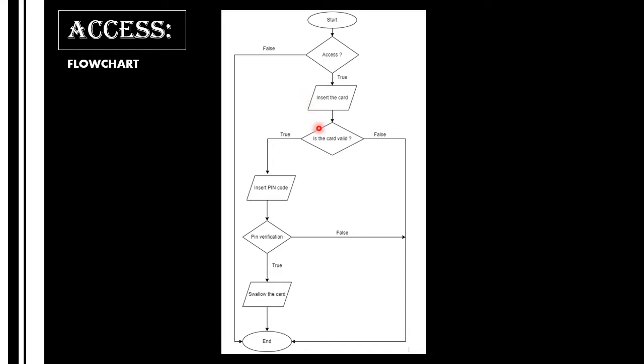Next, the ATM will make the decision whether our card is valid or not. If our card is not valid, then the program will end. If our card is valid, then the program will continue to another input operation, that is insert pin code. Now the ATM will verify whether our inserted pin is correct or not. If our inserted pin is wrong, then the program will end. If our inserted pin is right, then the program will continue to the last input operation, that is swallow the card. Now the access to the ATM is granted.